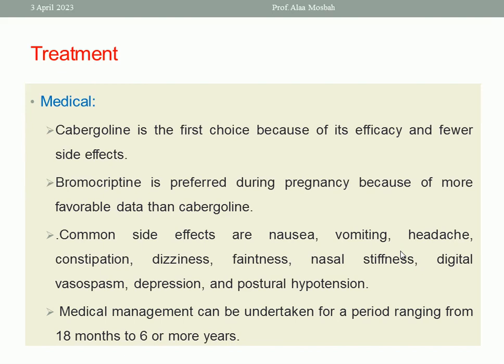Okay, what are the side effects of dopamine agonist drugs? Nausea, vomiting, headache, dizziness, faintness, constipation, nasal stiffness, digital vasospasm, depression, and postural hypotension. Medical management can be undertaken for a period ranging from 18 months to 6 or more years in case of prolactinoma. Okay? As I said, cabergoline is the first choice because of its efficacy and fewer side effects. But as regards pregnancy, bromocriptine is the preferred one because of more favorable data than cabergoline.